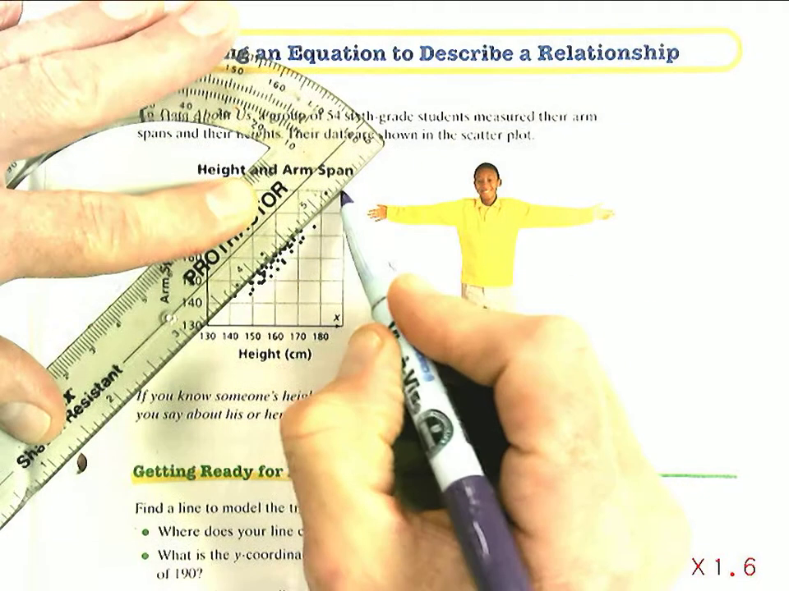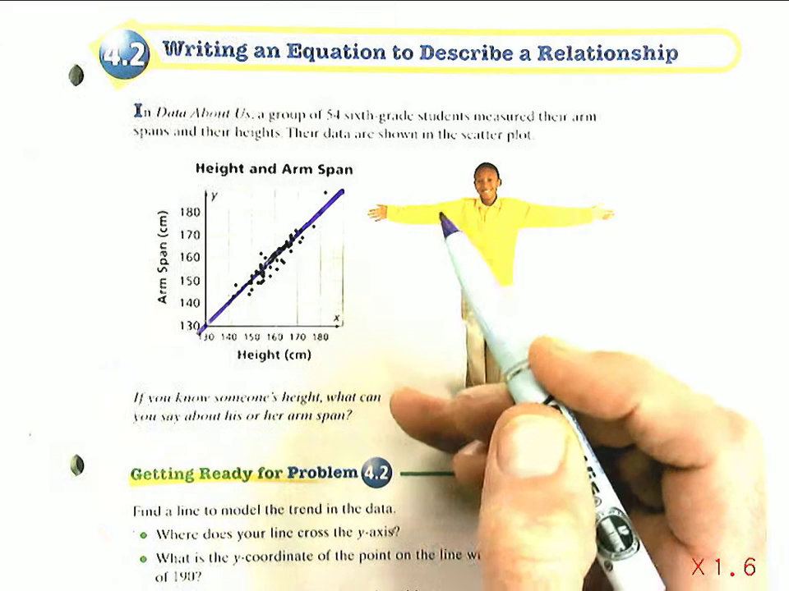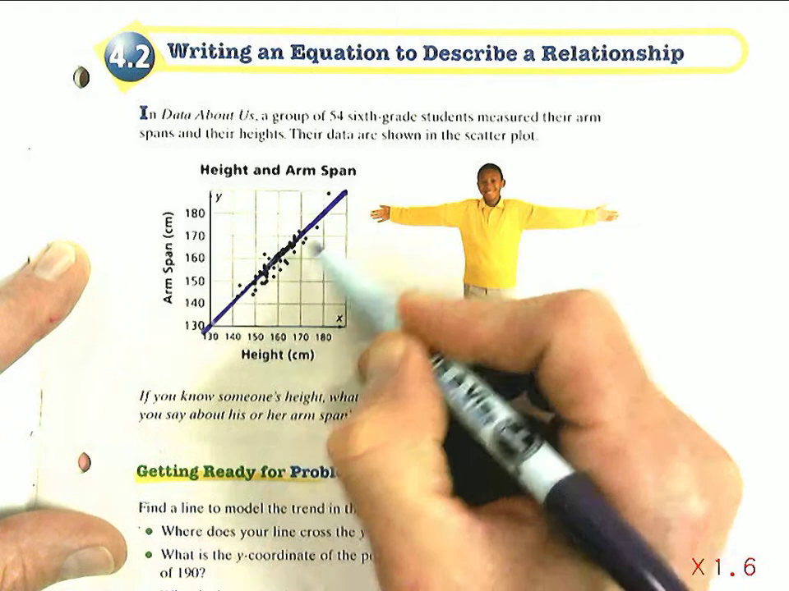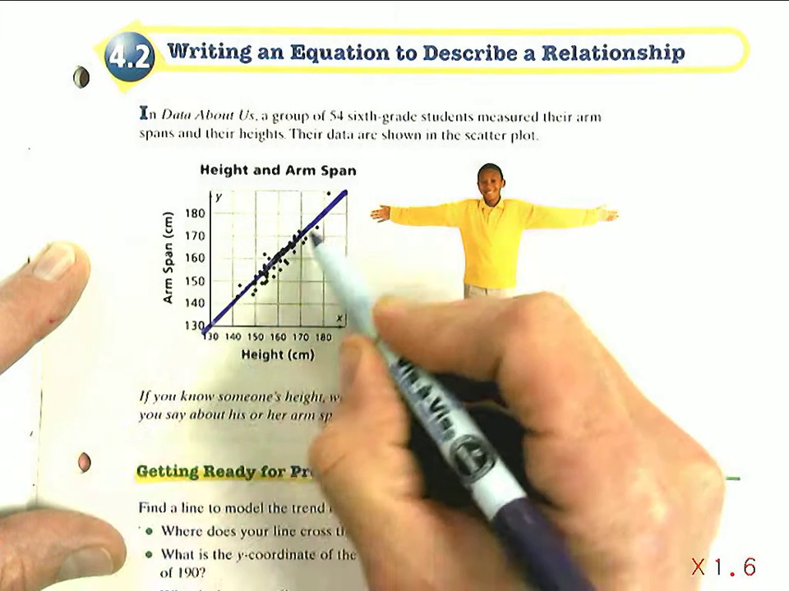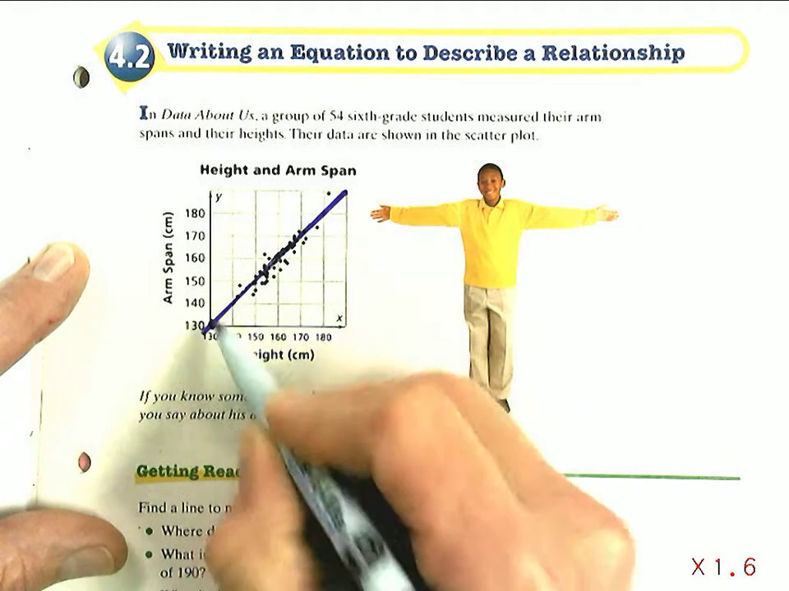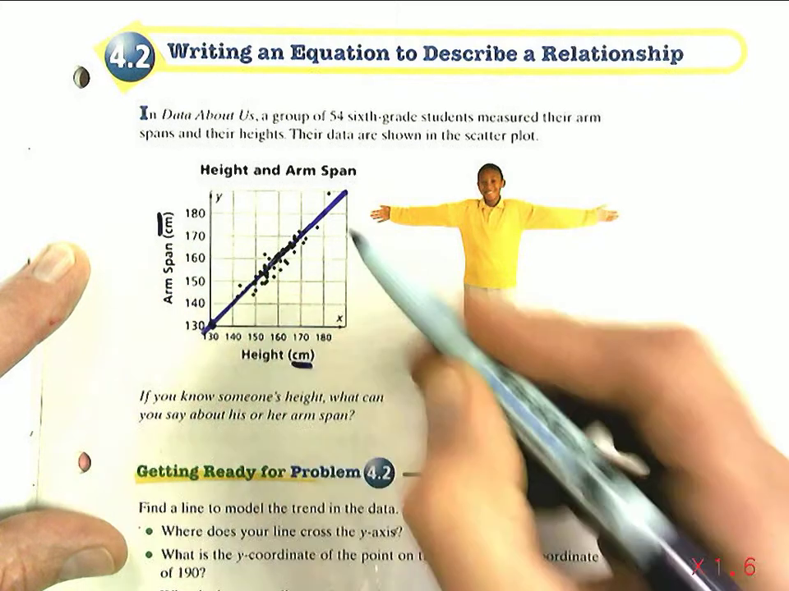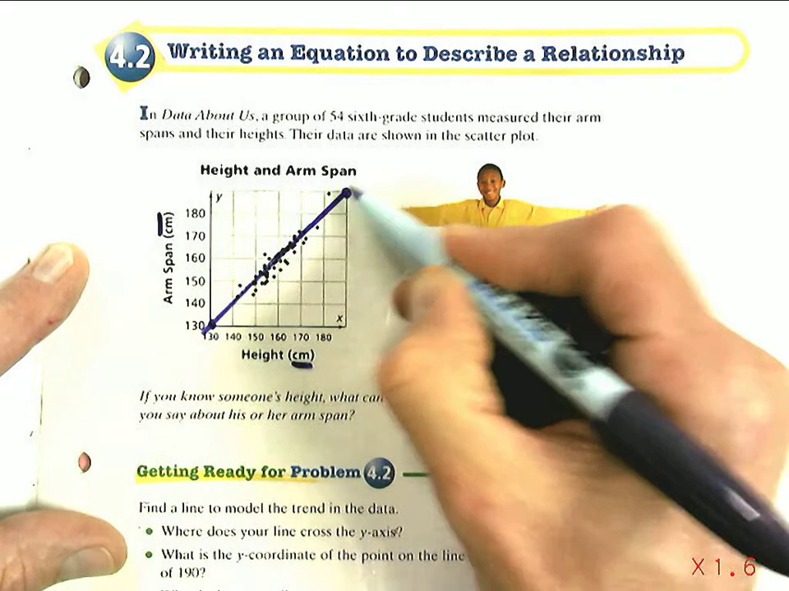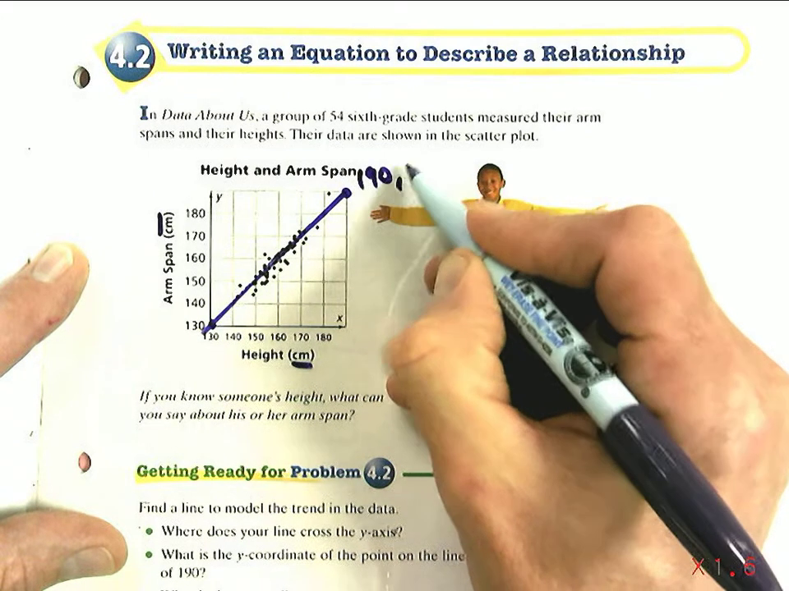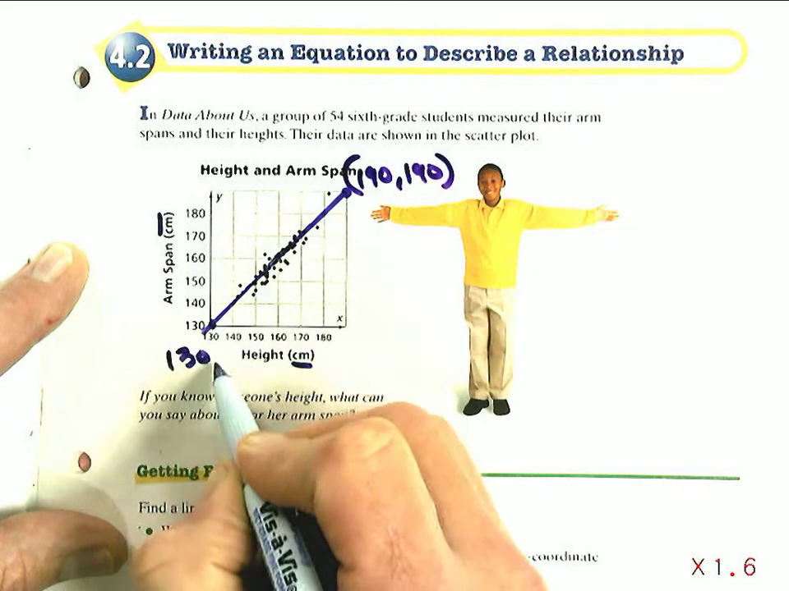and you can see that that line actually goes through most of the data, kind of through the middle. We call that a trend line or a best fit line. It goes through data points. It goes to this point 130, where the height is 130 centimeters and the arm span is 130 centimeters, and all the way on up to this top point here, where it's 190 centimeters, the point 190, 190, and this one 130, 130.